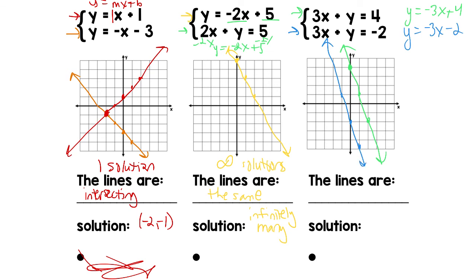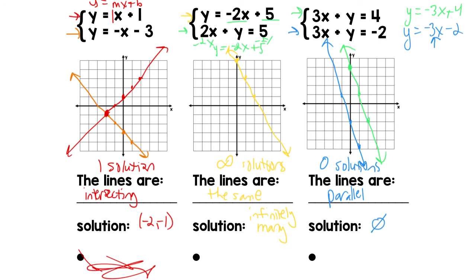I don't know if you've noticed, but these two lines have the same slope, which means these are parallel lines. This solution is no solution because they will never ever cross. So this has 0 solutions.